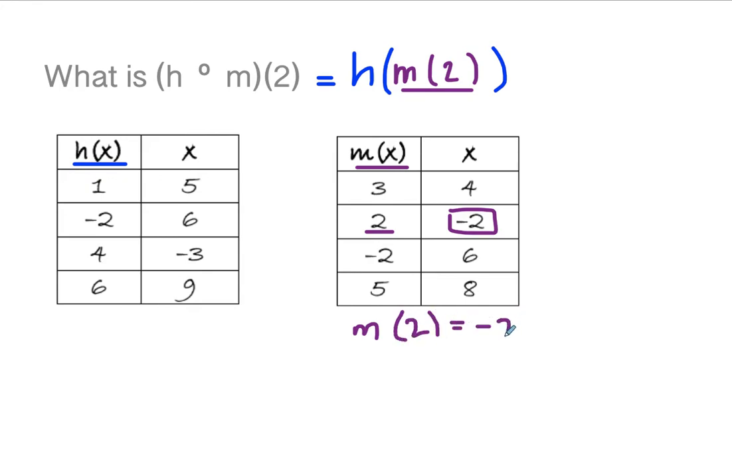So m of 2 equals negative 2. Well, I want to plug this negative 2 in for h. So over here, I'm going to look for h of negative 2. Do we see a negative 2 in the y column? Right here. And what is the value of h of negative 2? That value is 6. So h of m of 2 equals 6.